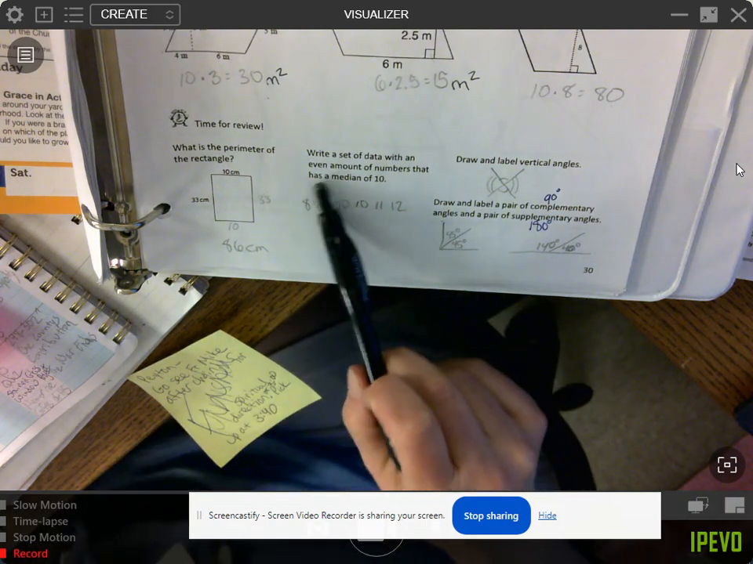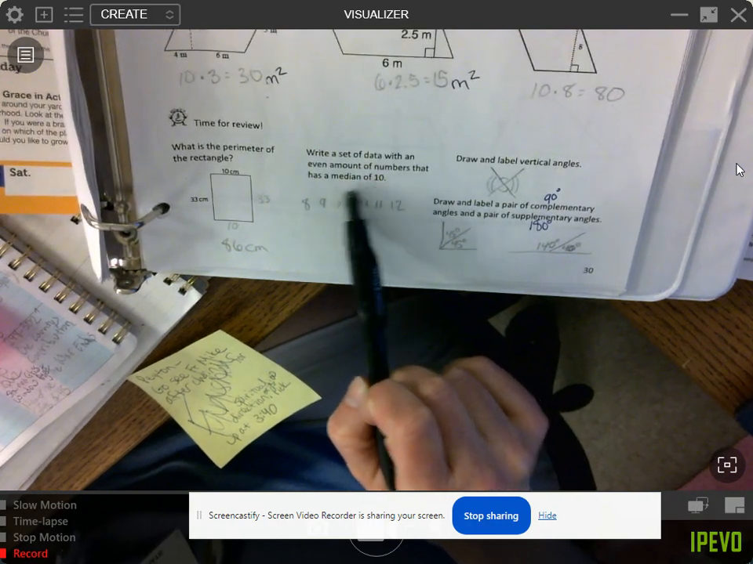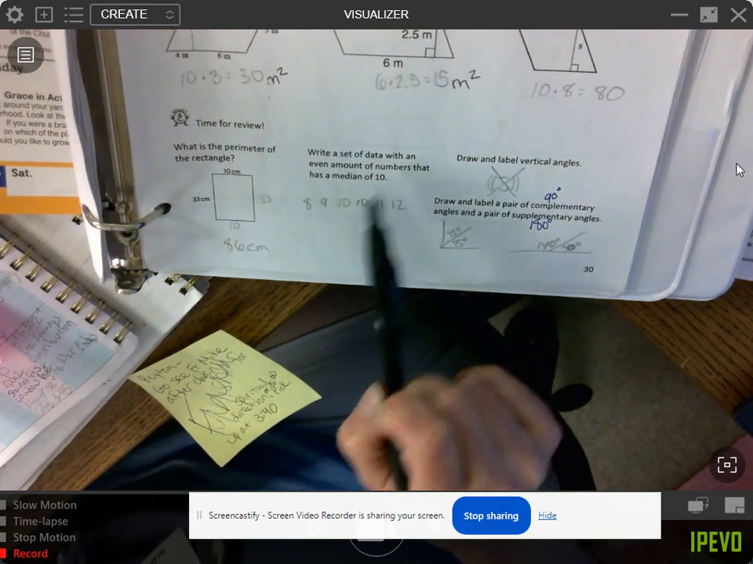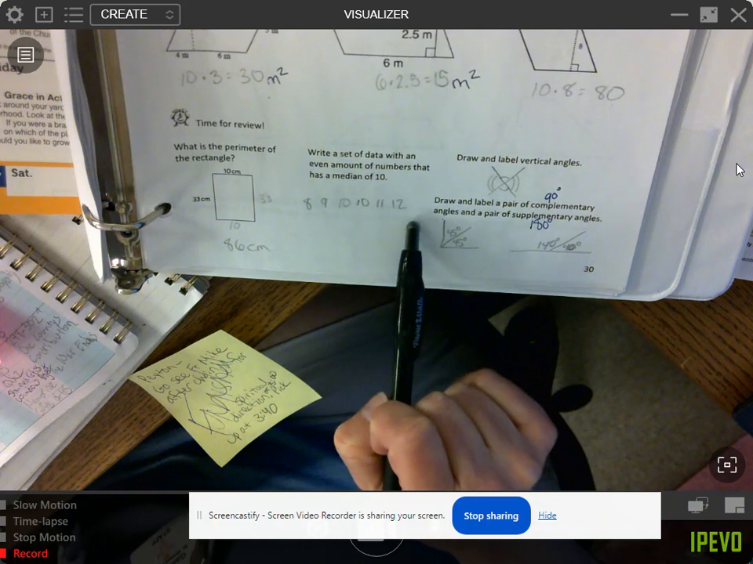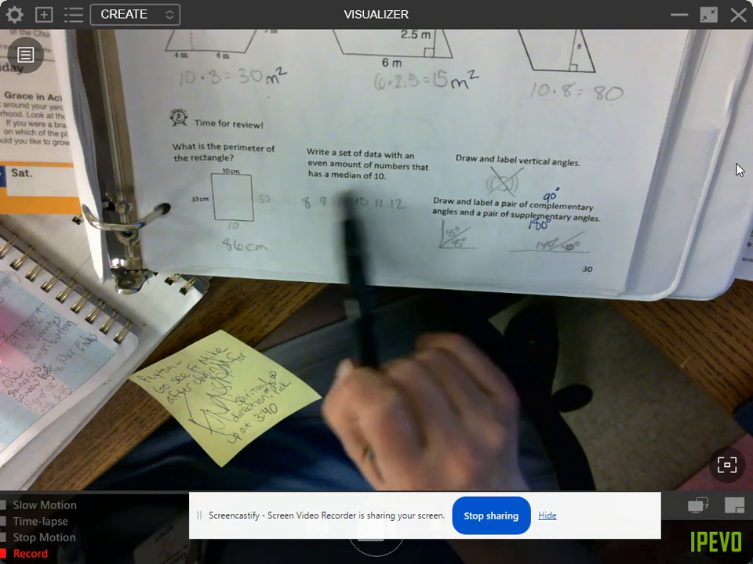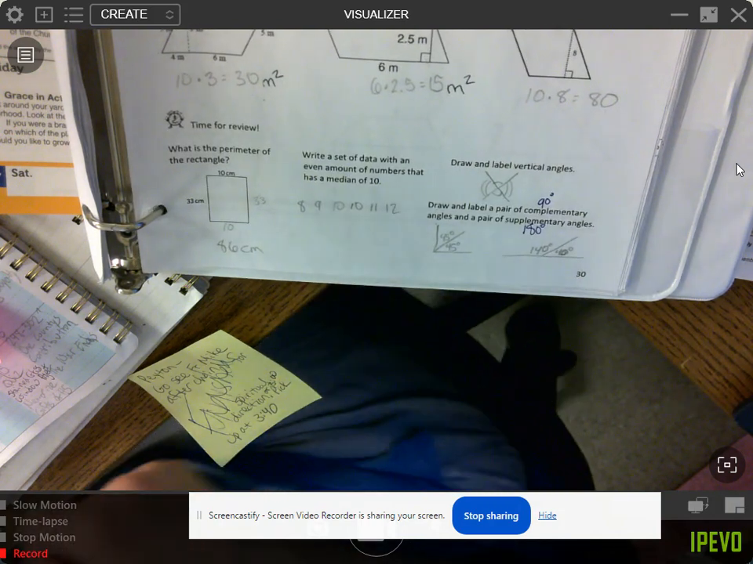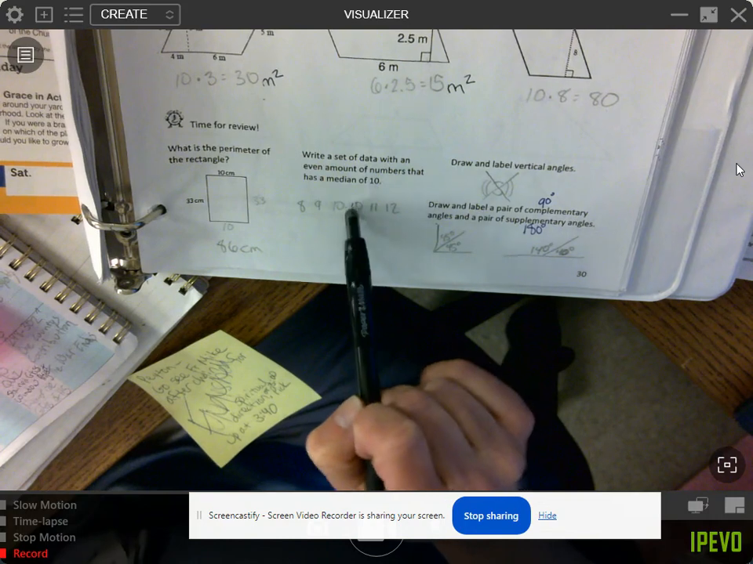All right, write a set of data with an even amount of numbers that has a median of 10. So I did 6 numbers. It's an even amount. And I put my 2 10s right in the middle. I had numbers lower, numbers higher. So you needed a median of 10.